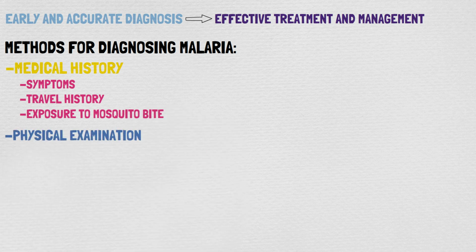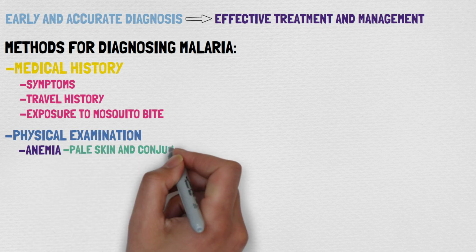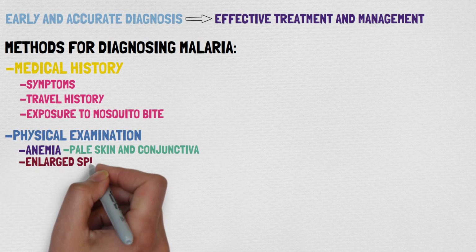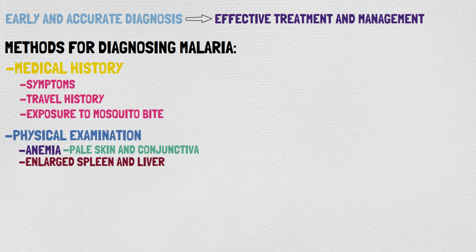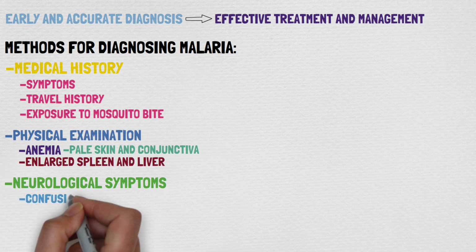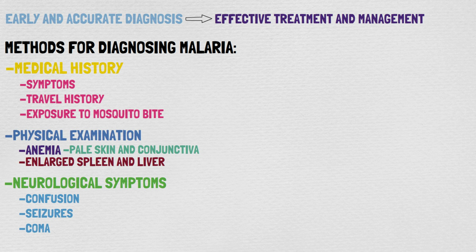Physical examination. The doctor will conduct physical examination to check for the signs of malaria such as anemia, which can be detected on physical examination by looking for the signs of pallor such as pale skin and conjunctiva. Enlarged spleen and liver, which can be detected on physical examination by palpation of the abdomen. Neurological symptoms, which can occur in severe cases of malaria and include confusion, seizures, and coma.